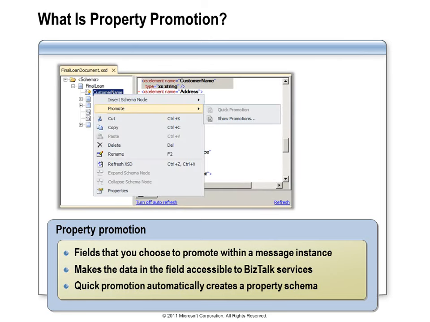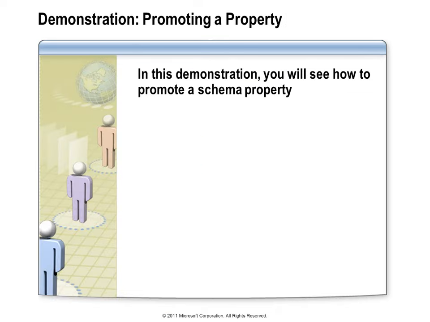So you right-click on any node within your schema, and in the context menu choose Promote, and then Show Promotions. And then you will be presented with a dialog box that allows you to choose the element that you want to promote and the message context property that you want to promote it into. In this series of demos for this module, I will be showing you how to implement content-based routing, and the routing rules are based on two values from a purchase order message. And so in this demo, I will show you how to set up the property promotion.